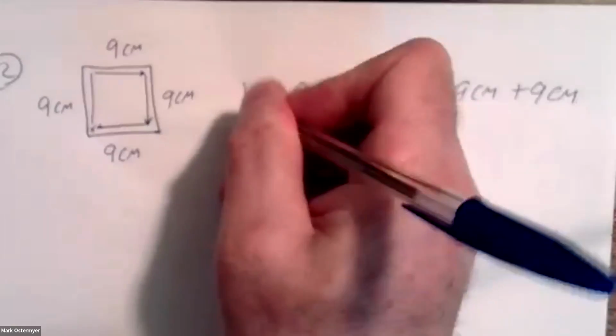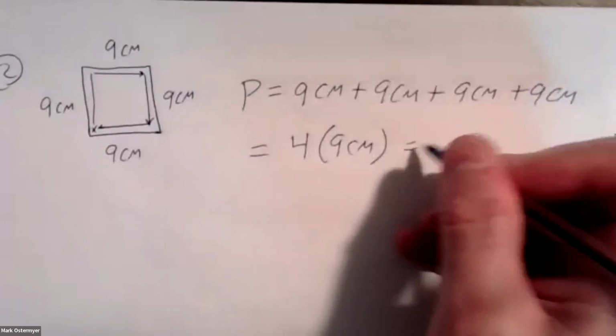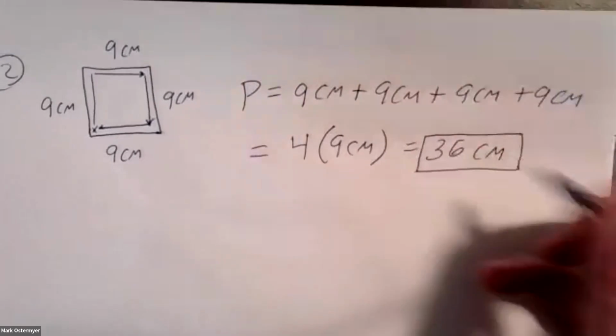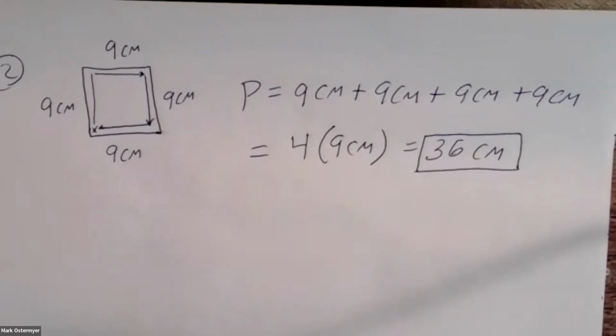And so what would be the perimeter of this square? It would be 36 what? 36 centimeters. That's the total distance around that square. Any questions how I computed the perimeter of that square? So that's the total distance around that square, 36 centimeters.